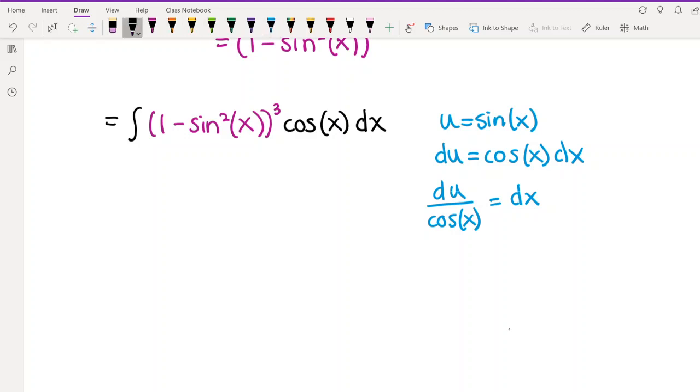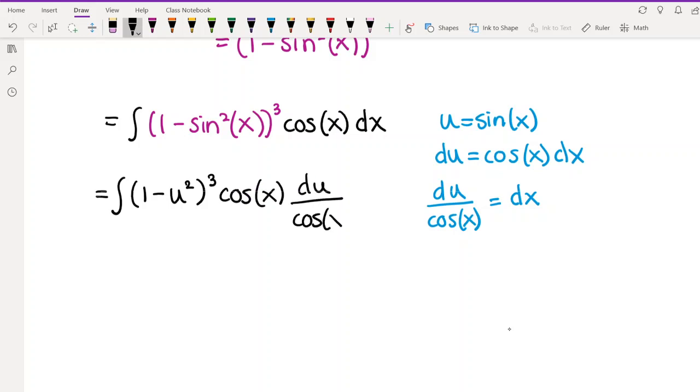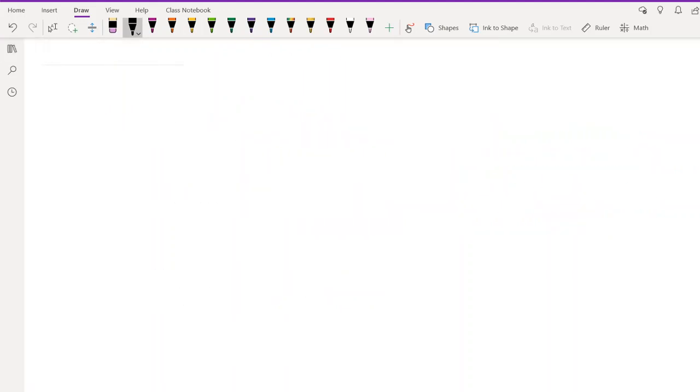And so what would this end up looking like? It would be the integral of 1 minus u squared cubed times cosine of x times du over cosine of x. And so again, you would be left with something that's just a polynomial. You would have to multiply it out. So you would have to do 1 minus u squared, multiply that with itself 3 times. But then you would have a polynomial that you know how to evaluate. Okay, so let's write this down as kind of a general rule, and then we'll see that there's basically an opposite version we can do if the roles of sine and cosine are flipped.